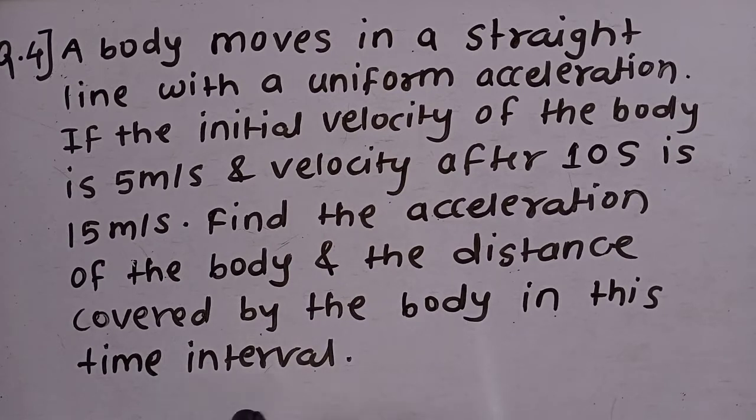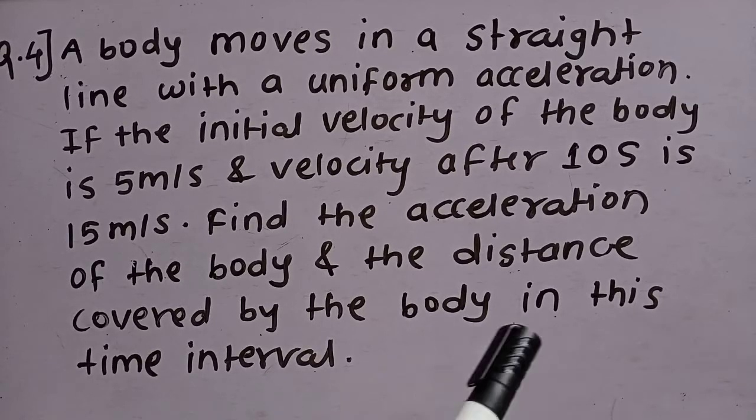Now you have to find the distance covered by the body in this time interval. Which formula are you going to use here? You have to remember the three equations of motion. Which formula deals with displacement? Yes, correct: s is equal to ut plus half a t square. Now you have u, acceleration and t, so you can put the values for them and calculate the displacement, or the distance covered by the body.